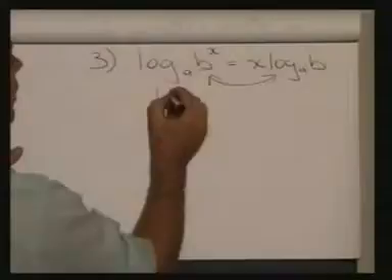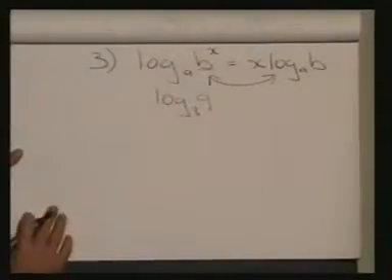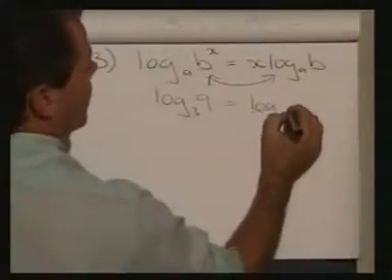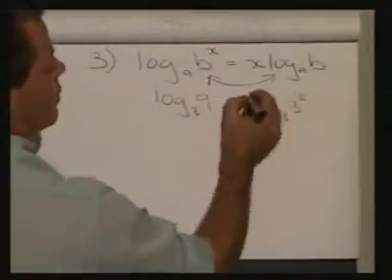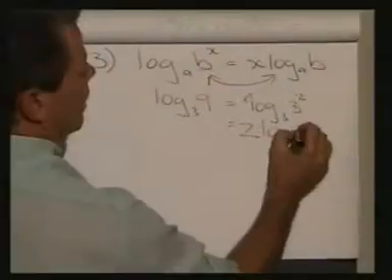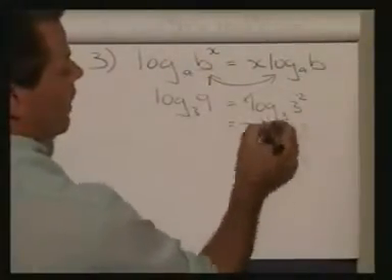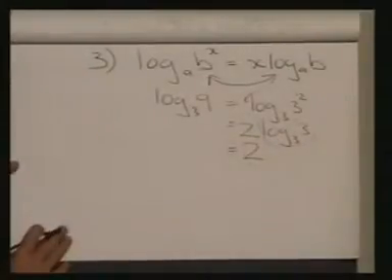Alright, so for instance, if you've got log 3 to the power of 9, you can write this as log 3 squared, and then you can take that 2 to the front and it becomes 2 log 3, which you'll learn a little bit later is equal, that whole log there is equal to 1, and it becomes 2.